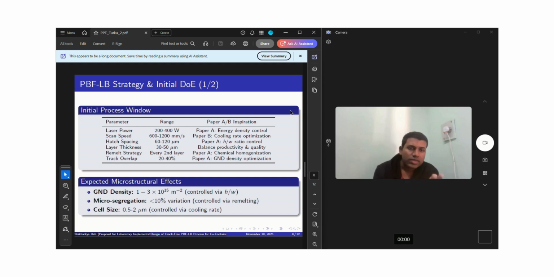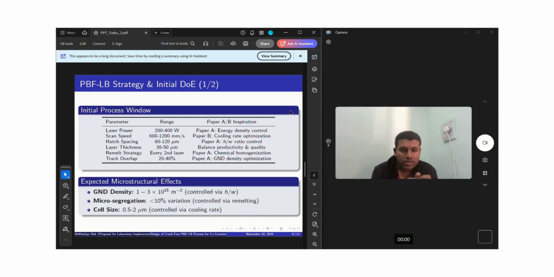The layer thickness has to be around 30 to 50 micrometers. Thinner layers like 30 micrometers provide better resolution and surface finish and more consistent melting, but longer build times. Thicker layers like 50 micrometers give faster builds and higher productivity, but risk incomplete melting between layers.